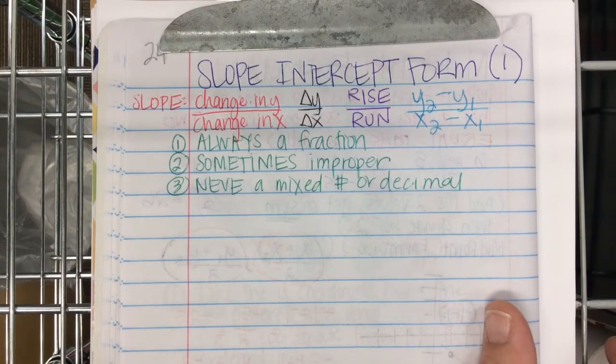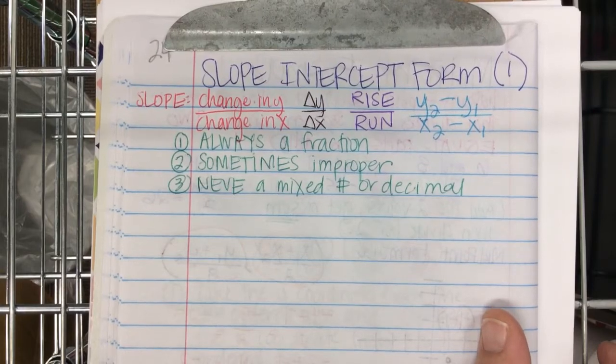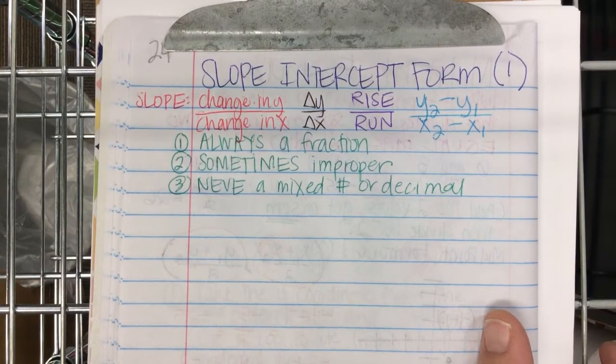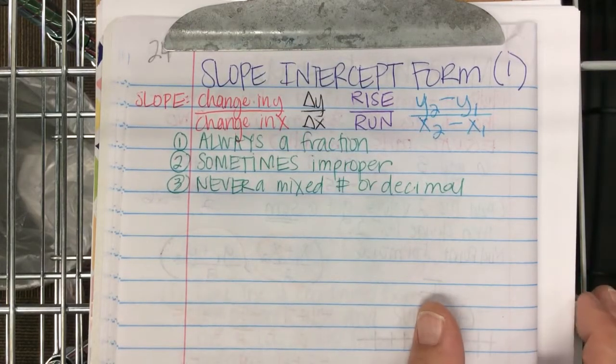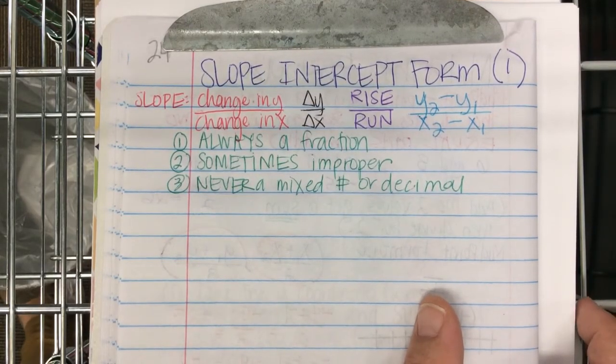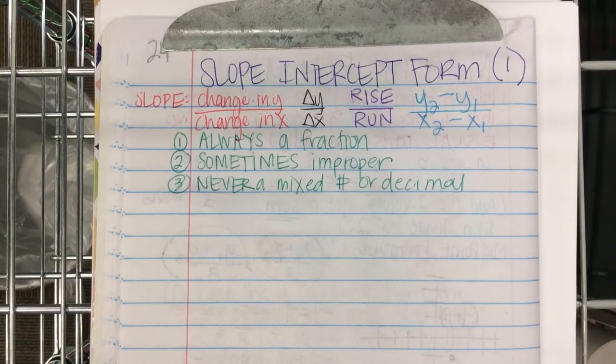Now you say to me, wait a second, Mrs. Long, what if it's 3? Like, what if the slope is 3? Can you make 3 into a fraction? 3 over 1, right? Slope is always a fraction. Sometimes it's improper. Not always, but sometimes it is improper. The numerator is greater than the denominator. But it is never, ever, ever a mixed number or a decimal.